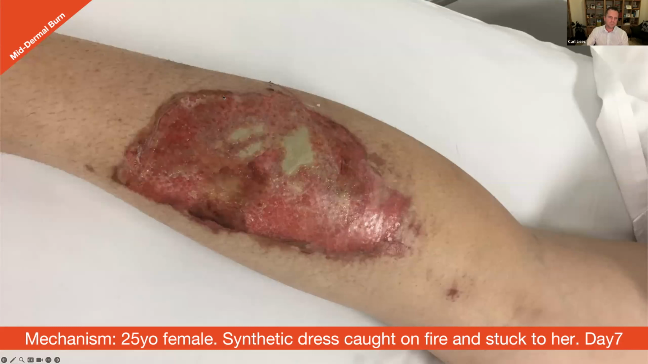The mid-dermal section, the vast majority of it, is still pinky red, but I would say that's close to being healed. Maybe it's another week off being healed. But then there are these patches of deep dermal or maybe full thickness burn in the center. They're going to be another few weeks off healing, probably. But we never saw this patient again because she was lost to follow-up. She never came back, so I don't have a follow-up photo for her.